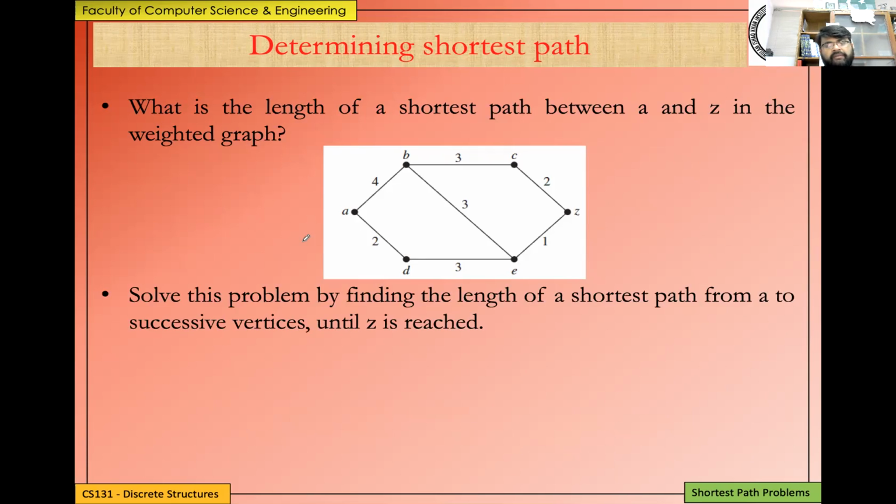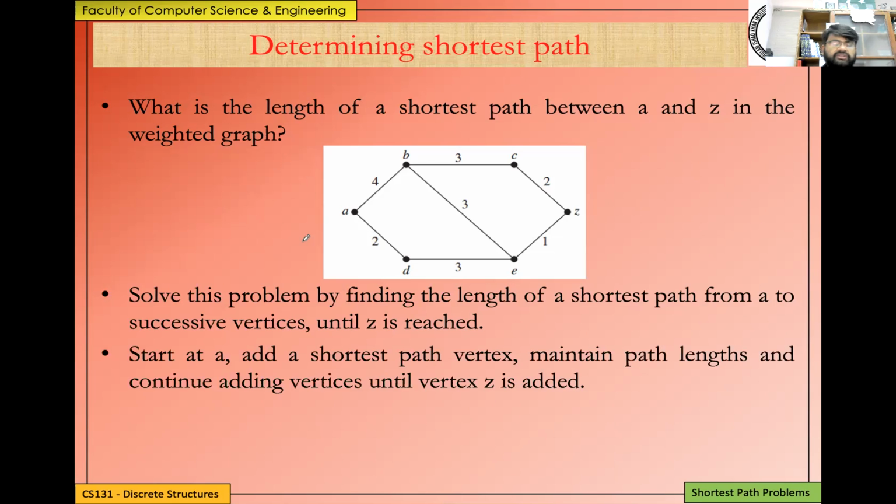So solve this problem by finding the length of a shortest path from A to successive vertices until Z is reached. From A to successive vertices, you select the shortest path, and based on that, you can ultimately reach Z, right? So that is the simplest algorithm. Start at A, add a shortest path vertex, maintain path lengths, and continue adding vertices until vertex Z is added. So keep on adding vertices.